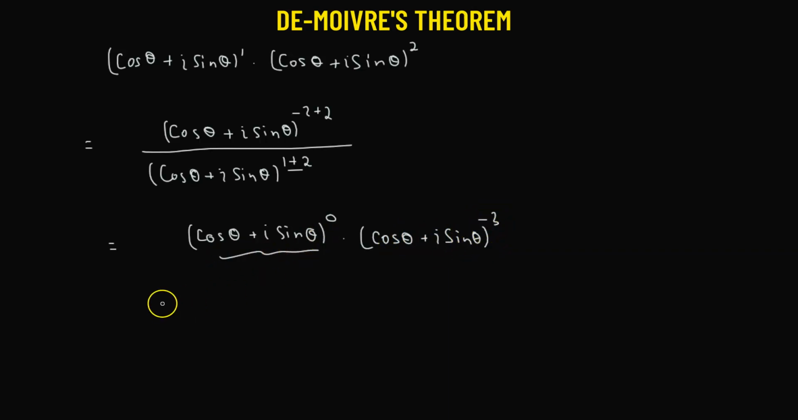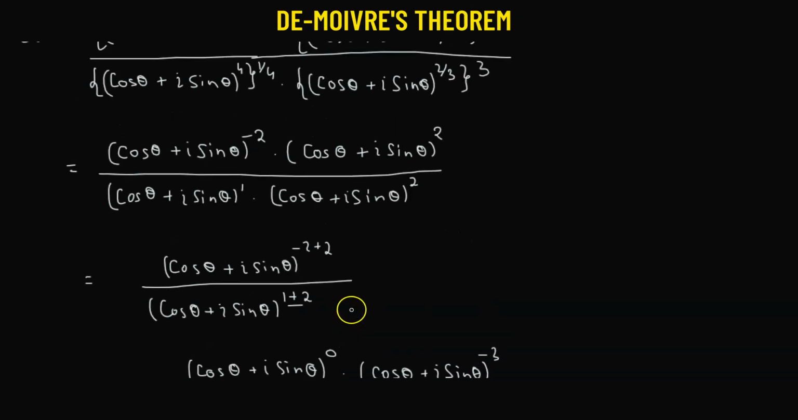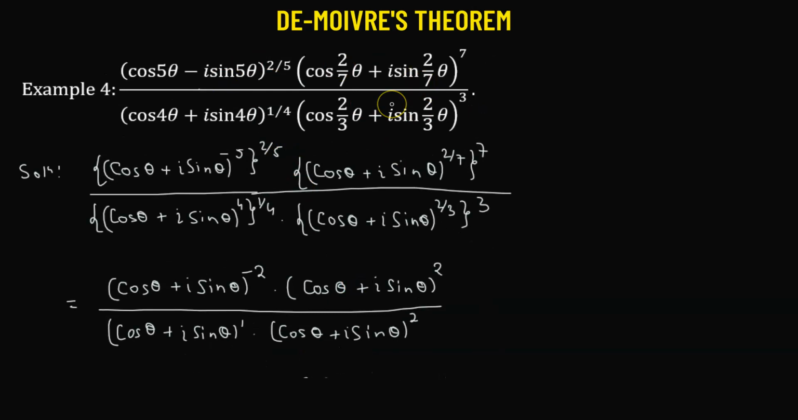So this expression goes to 1, so that means we are now finally left with cosine of negative 3 theta plus iota times sine of negative 3 theta. Or simply put, since cosine of negative theta is positive cosine of theta, we'll have cosine of 3 theta minus iota times sine 3 theta. So this is going to be the simplified expression for the given expression.